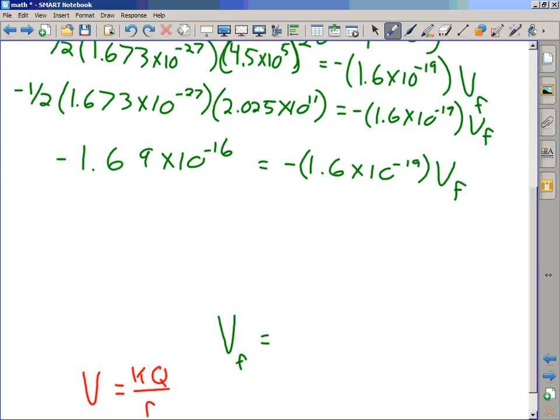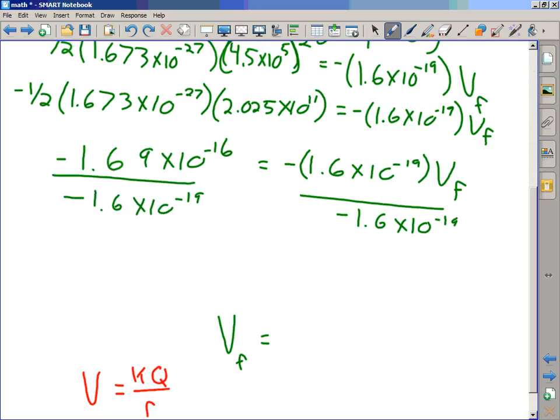You okay so far? Yeah? Okay. Next, divide both sides by negative 1.6 times 10 to the negative 19. Interesting, kind of pure luck, those two numbers came out almost the same. By the way, the two negatives are going to cancel out. Negative divided by negative is positive.